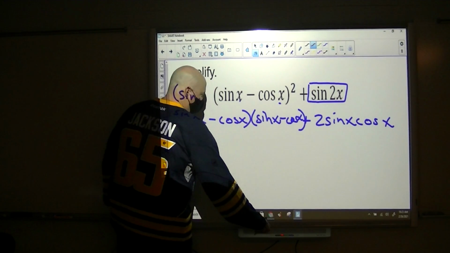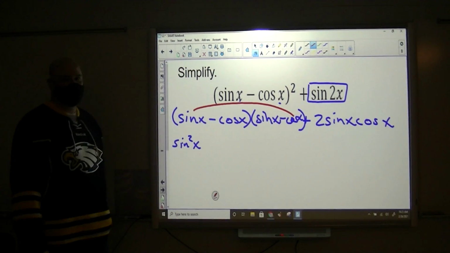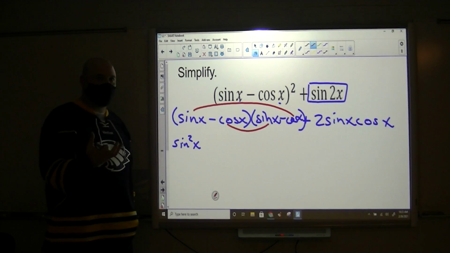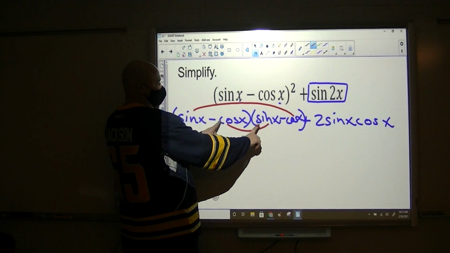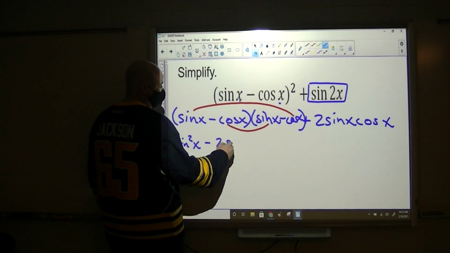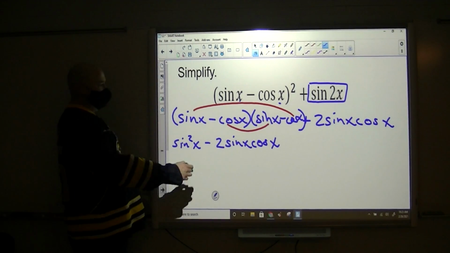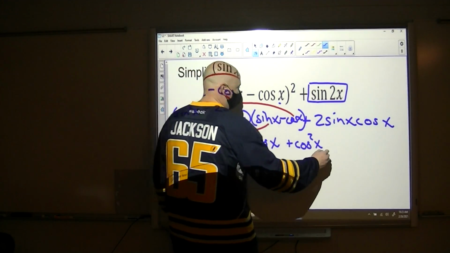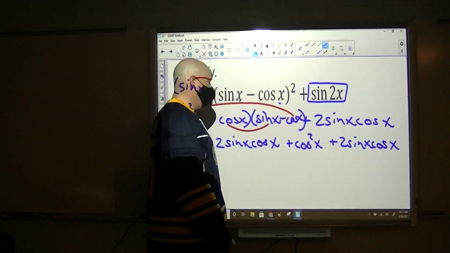Now, I'm going to do this if that's all right with you. I'm doing sine x times negative cosine x, and then I'm doing negative cosine x times sine x. Those are going to be the same term. Negative sine x cosine x, negative sine x cosine x. So that's 2 negative sine x cosine x's. And then when I do negative cosine times negative cosine, I get positive cosine squared. And then I have this plus sine x cosine x here.